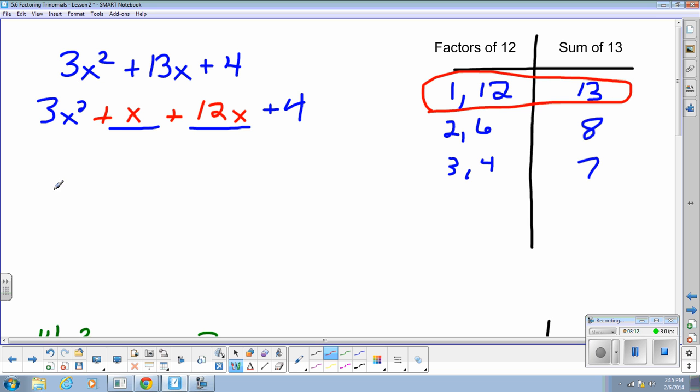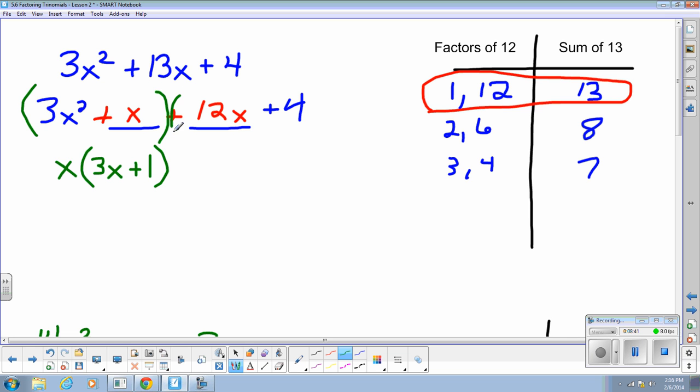I will look at the first two terms, the 3x squared and the plus x. Is there a common factor between those two? Yes, x is the common factor. In parentheses, 3x squared divided by x leaves 3x. x divided by x leaves a positive 1. And I'm done with the first two terms with their grouping.